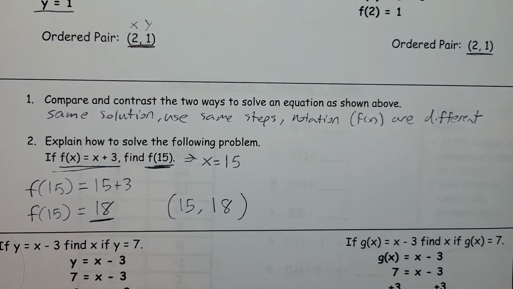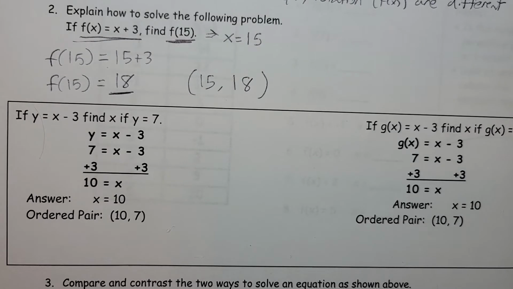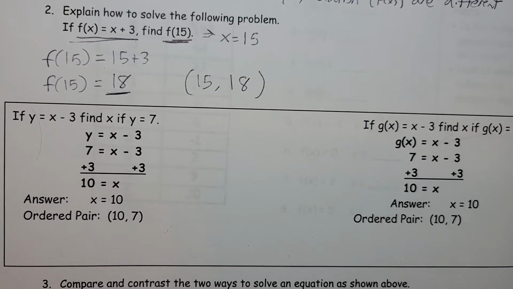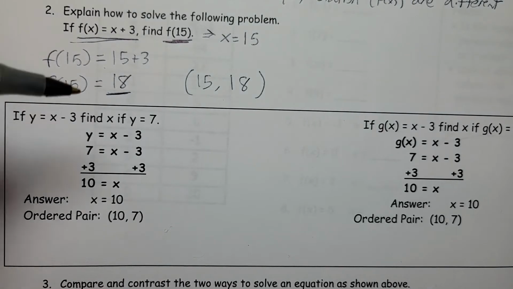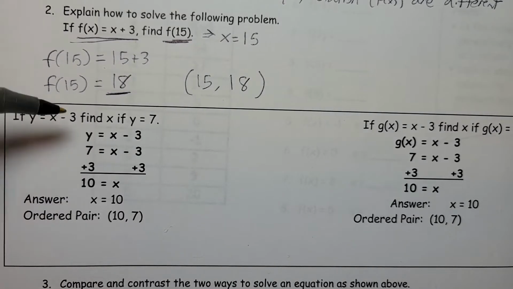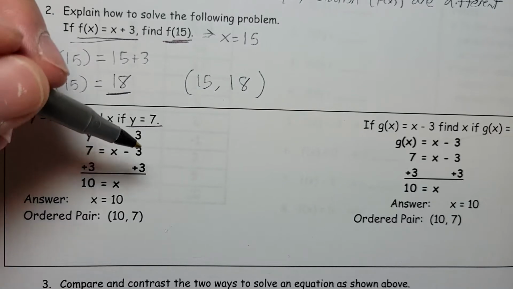Hopefully everyone got that. Now I'm going to move on to the bottom set. Now, just like the questions above, it will show us two different equations. However, this time it shows us the y value first. So let's go over it together. If y equals x minus 3, find x if y equals 7. So y equals x minus 3, and because we know our y value, 7, we plug it in right here. So we get 7 equals x minus 3.